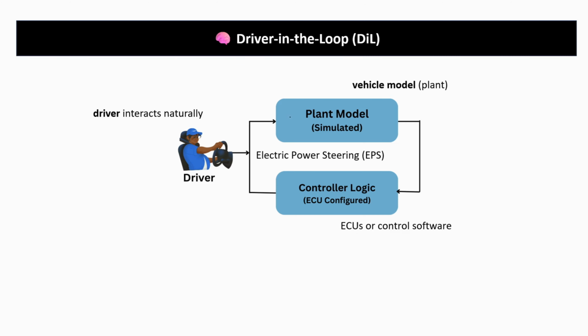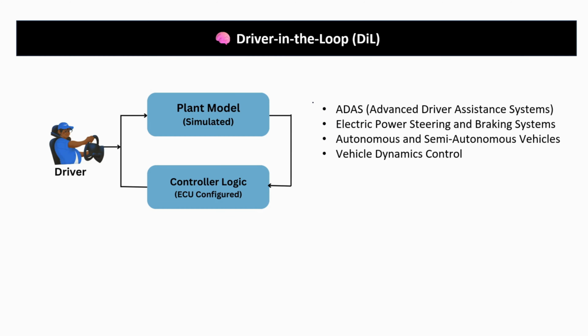It's essential for systems like ADAS, Advanced Driver Assistance Systems: lane keeping assist, adaptive cruise control, and automatic emergency braking; electric power steering and braking systems, tuning feedback and control feel; autonomous and semi-autonomous vehicles, studying driver behavior; and vehicle dynamics control, ensuring smooth transitions during cornering, acceleration, and braking. In short, DIL combines engineering accuracy with the human experience.